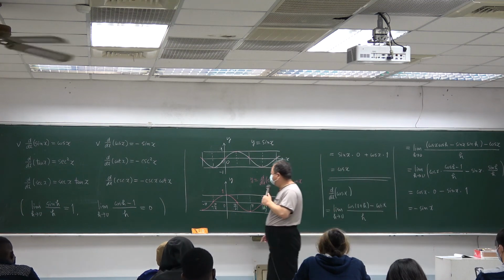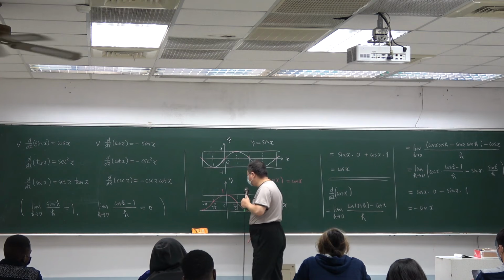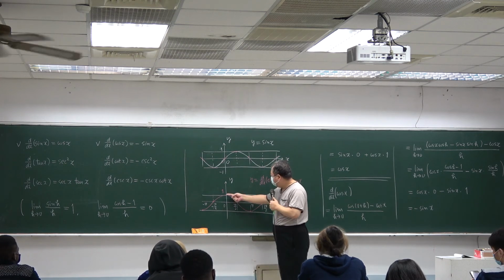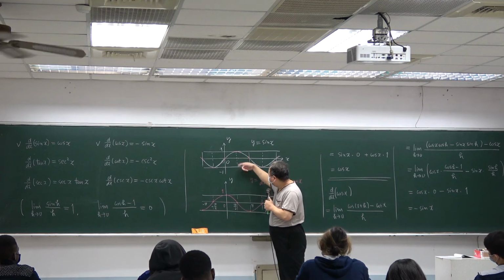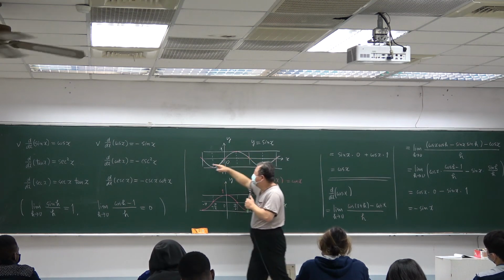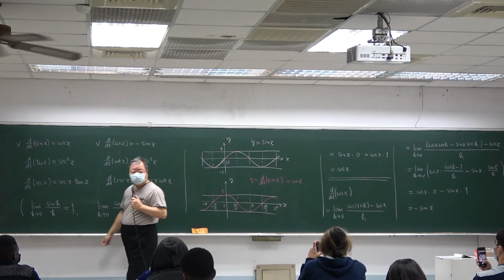Similarly, you can consider the slope function of cosine. Here is 0. Here's minus 1. Exactly minus sine.